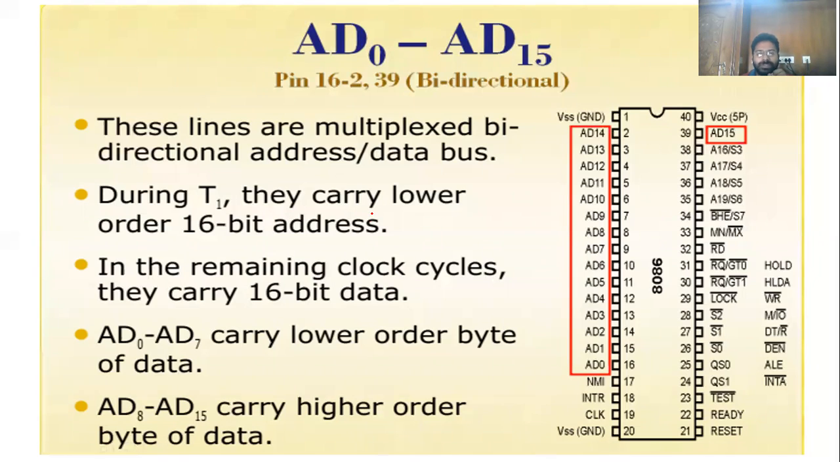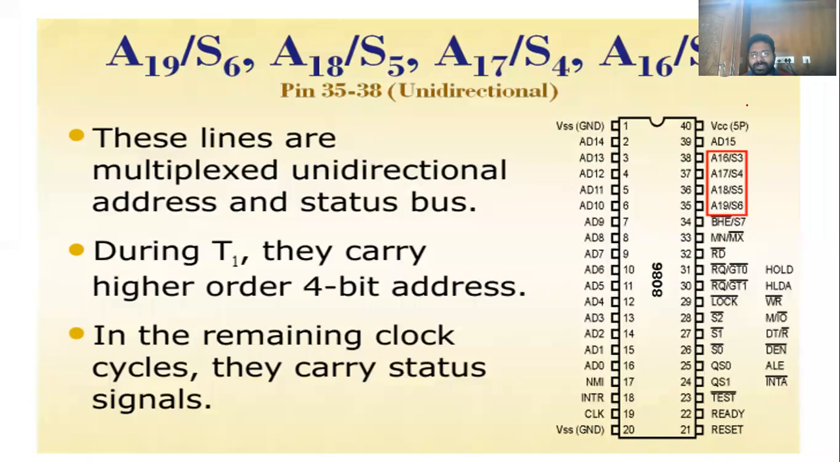Okay, what is that? Three different groups here, common signals. So 32 common signals are there for both minimum and maximum modes. See this, only these signals are different. All the others are common. Now see this: AD0 to AD15 is nothing but the address and data lines.